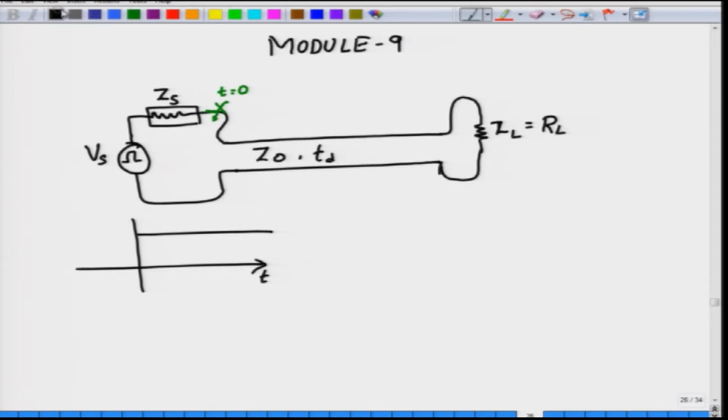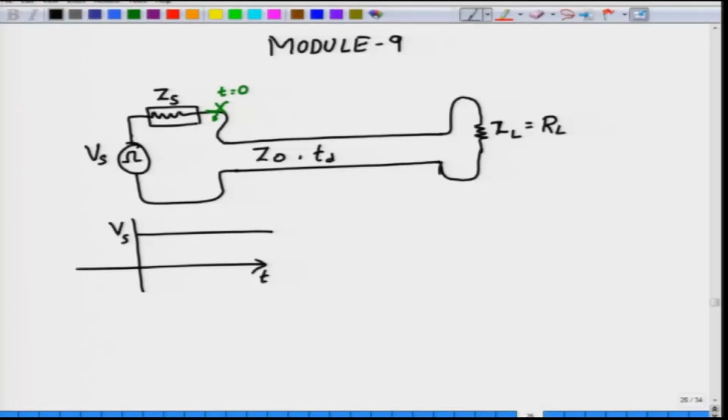Let us take the amplitude of this source voltage as some capital Vs, and if you are interested you can write this as Vs times u of t, indicating that this is a switch that would close at t equal to 0 and connect both the voltage source Vs with its internal resistance Zs onto the transmission line, which is resistively terminated with ZL. This is what we have. We will also assume that there is no initial voltage on the transmission line. We say that the transmission line is uncharged initially.